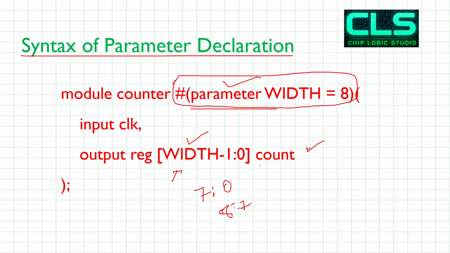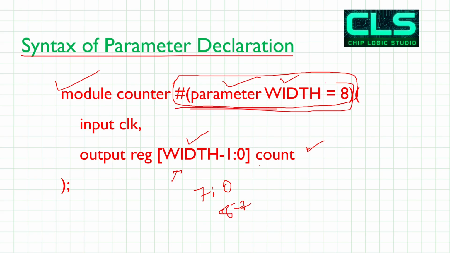Then it is 7:0, and you will get your count as 7:0, 8 bit. And whenever you want to change, I will tell you two ways to change the values of this with parameter without using the actual module. We will change with the help of test bench. So this is the simple syntax.